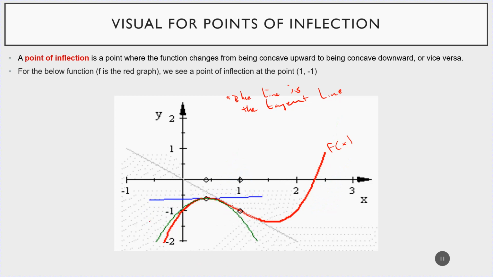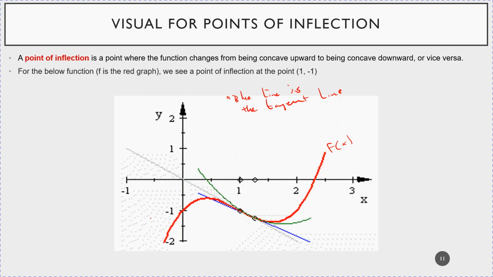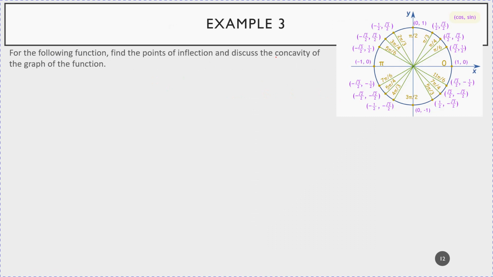All right, so let's find these on the graph, and even one of them I'll show you on the graphing calculator. The first one here is going to be a trig problem, and I put the unit circle up there. For the following, we want to find the points of inflection and discuss the concavity of the graph of the function. Here's the function: f of x is equal to cosine of x over 2, and let's just look on the interval 0 to 4 pi here.